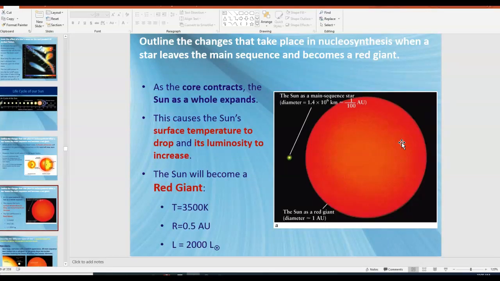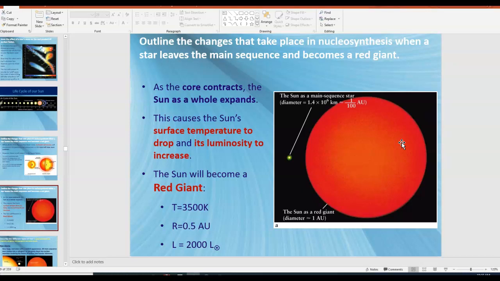Now, as the core contracts, of course, I said before, it's going to produce more heat because that's what happens when you compress things. It generates more heat and more energy. It's going to cause the Sun as a whole to expand because of all that extra heat. Now, what's going to happen is as the surface of the Sun expands, the overall temperature of the Sun is actually going to drop, but its luminosity is going to increase.